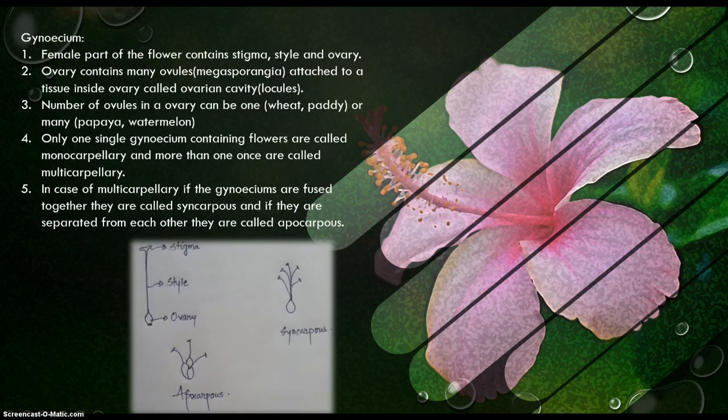So we have our typical gynoecium, that is stigma, style and ovary inside it. Then we have syncarpous, which contains many gynoecia fused with each other, and apocarpous, in which each and every gynoecium is separated from the others.